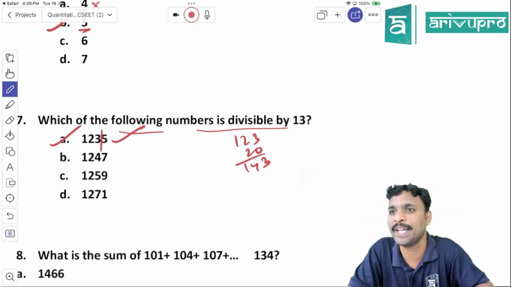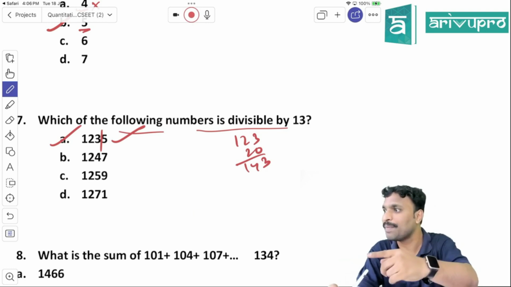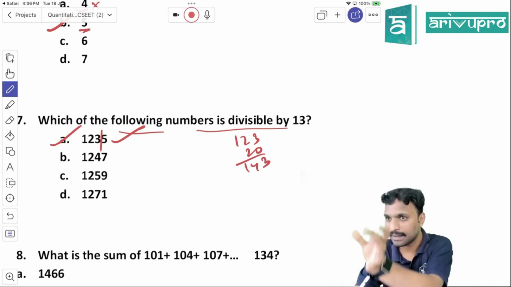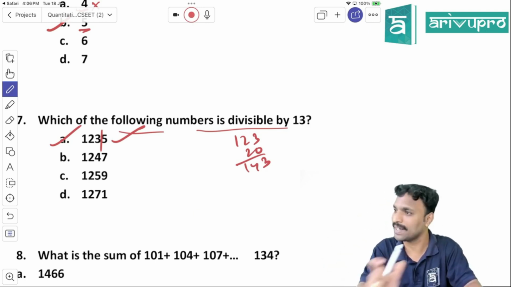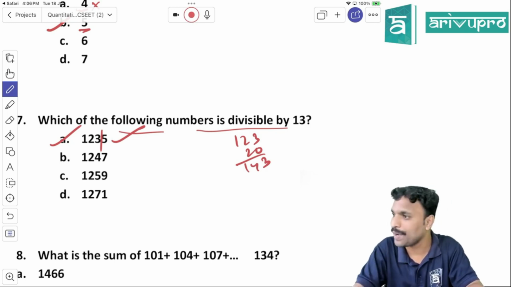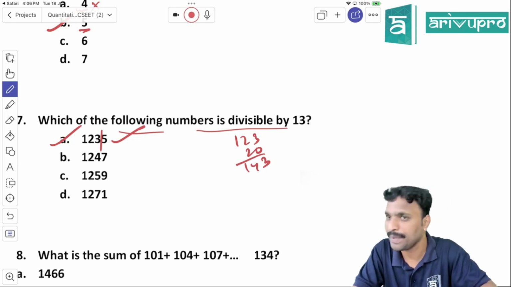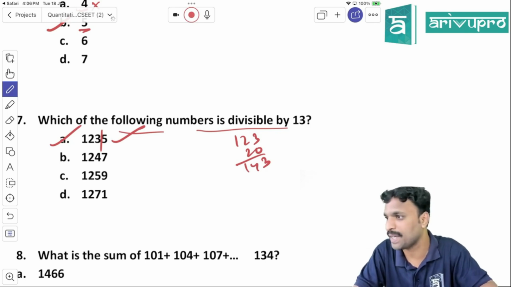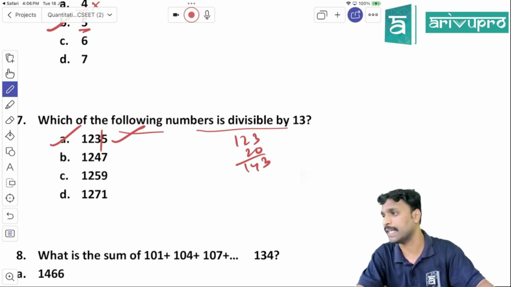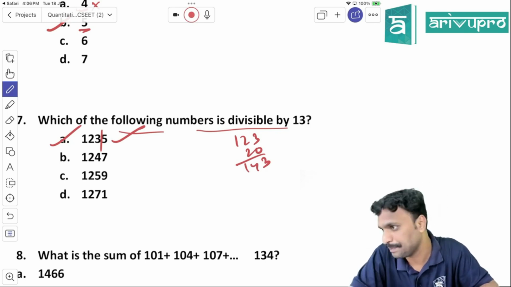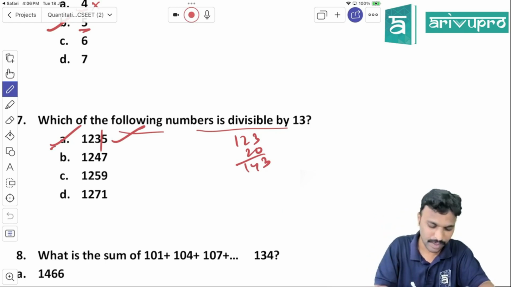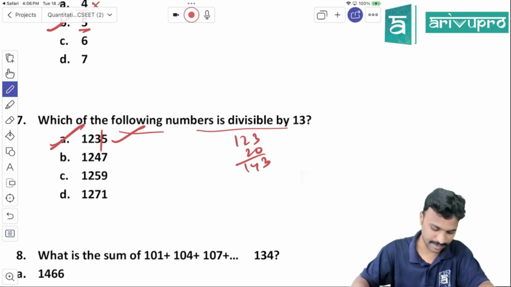What to do for 13? Tell me. Last digit, you have to multiply by 4, and whatever result, you add it with the rest of the number. Rest of the number is 123 plus what? 20, because 5 4s are 20. 143, it becomes, definitely 143 is divisible by 13. Purida? So option A is the right answer.